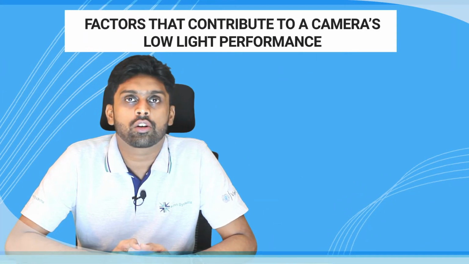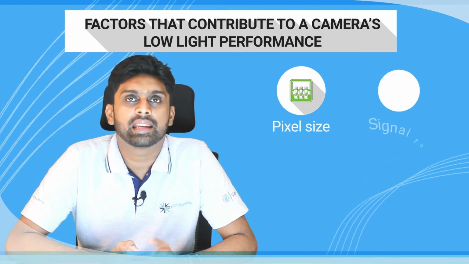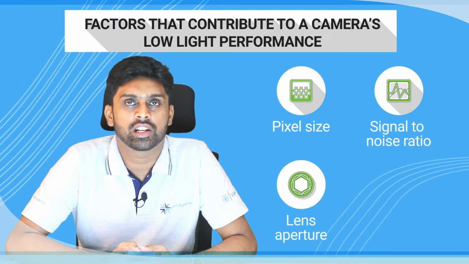The factors that contribute to the low light performance of a camera are pixel size, signal to noise ratio, lens aperture, and sensitivity. Let us look at each of these in detail.